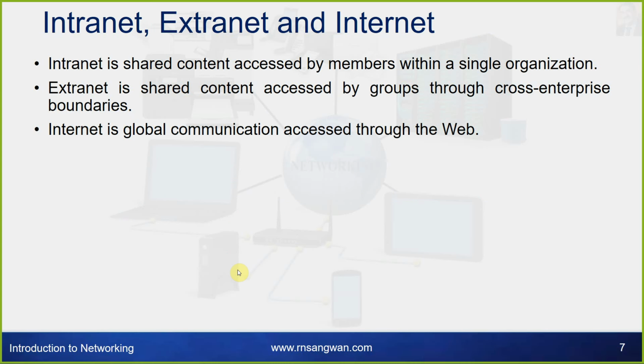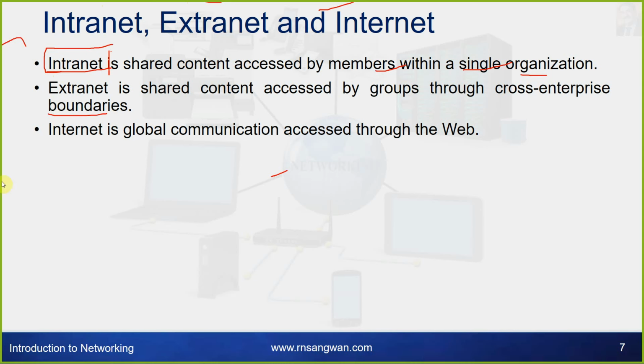Intranet, extranet, and internet. Intranet is shared content accessed by members within a single organization, local. Intranet refers to networking within an organization or local to the organization within a given boundary, within a given radius or perimeter, maybe let's say 1 kilometer, 2 kilometers. Extranet is shared content accessed by a group across enterprise boundaries, meaning two different companies within the same metropolitan city or two neighboring companies, but yes, outside the perimeter of the company.